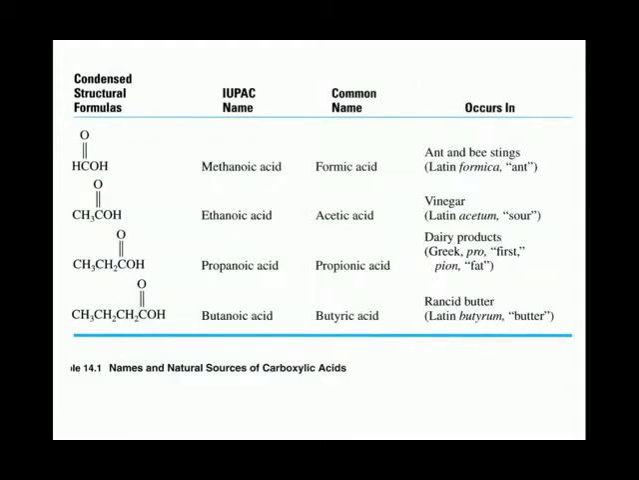And this is a slide showing the same thing, only this time we have the formulas done as condensed formulas. So you can see methanoic or formic acid, bee stings and ants, from the Latin word for ant. We'll see formica from that. Acetum for sour, for vinegar. And then we have dairy products, from the Greek pro, first, and pion, fat, propionic acid, propanoic acid, again, common name. And I mentioned butyric acid from the word for butter, rancid butter.